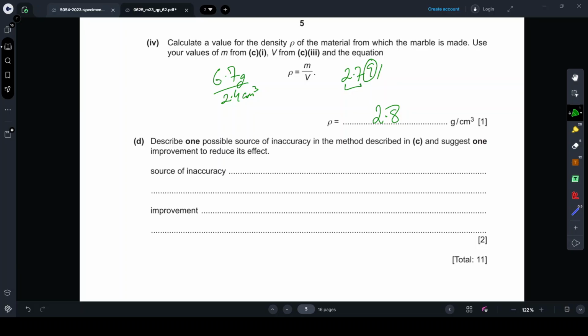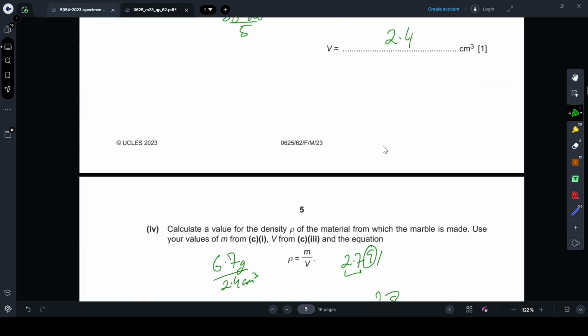Not reading the volume at eye level. Like parallax error? Yes, that's not going to fly. No, wait, but you have to read the measurement at eye level. You do, yeah. But that's not an inaccuracy in the method, right? That's an inaccuracy in your measurement. The method that they've used.